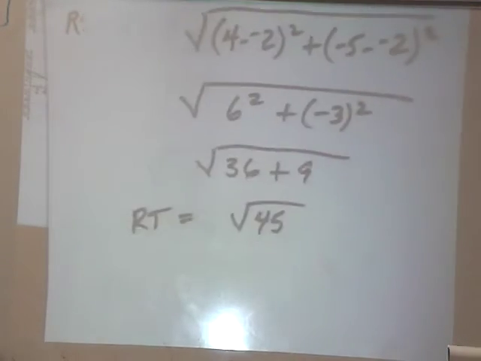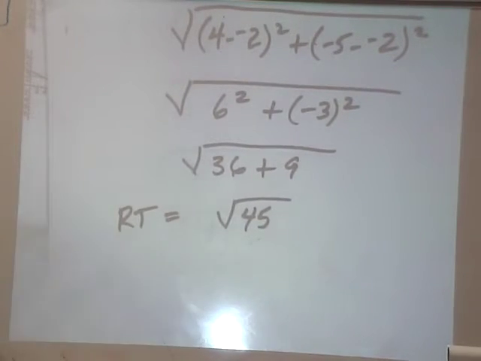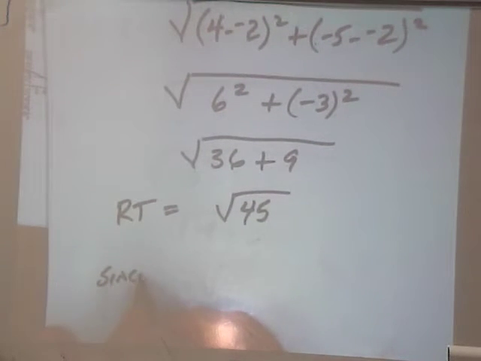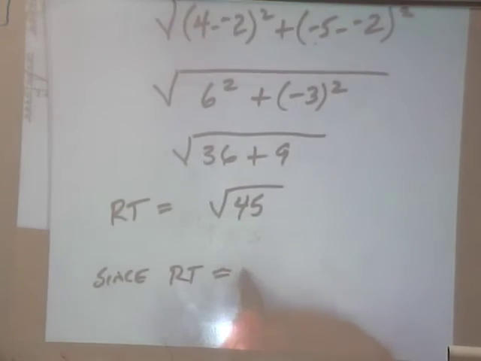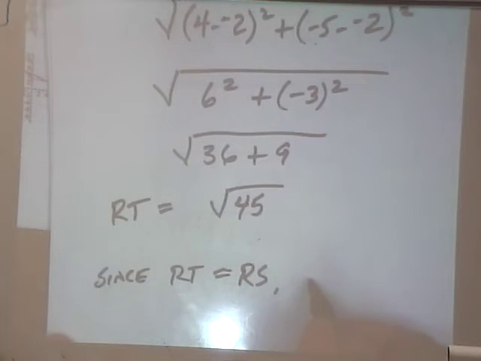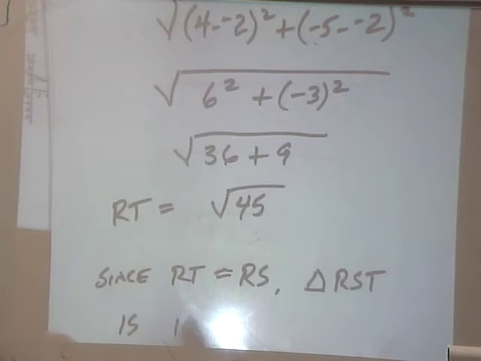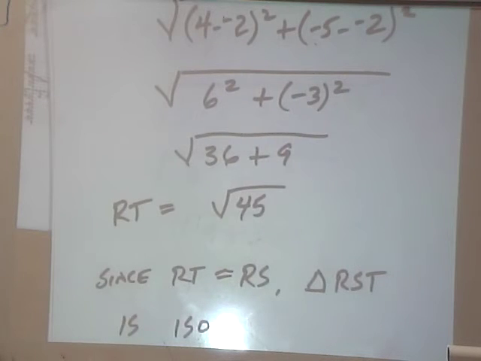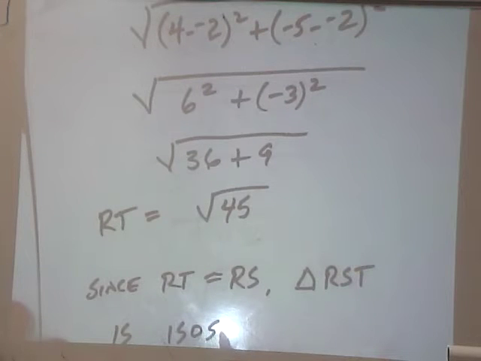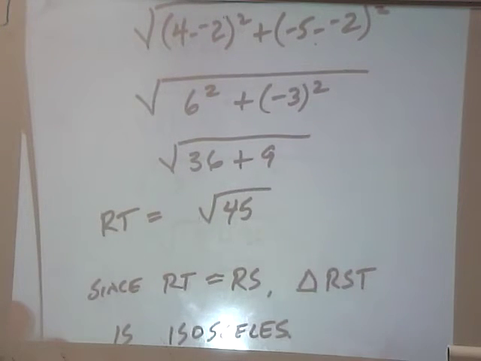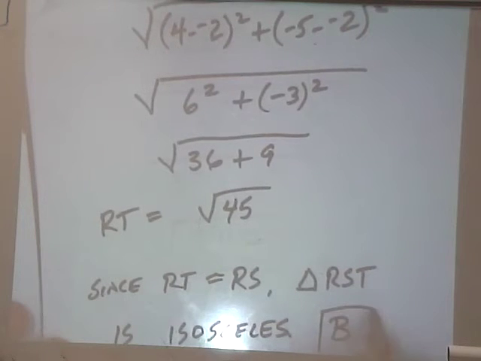Okay? So RS was square root of 45, RT was square root of 45, and ST was a square root of 90. So two sides are the same, right? So since RT is congruent to RS, triangle RST is what? Isosceles. So that is choice B.